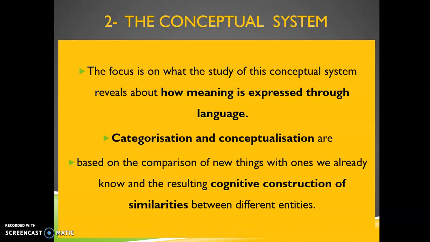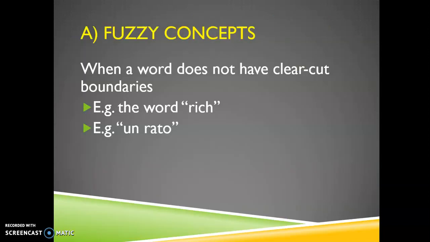Categorization and conceptualization are based on the comparison of new things with ones we already know and the resulting cognitive construction of similarities between different entities. That is the main idea of this. Yes, we compare the new things with the already existing ones.